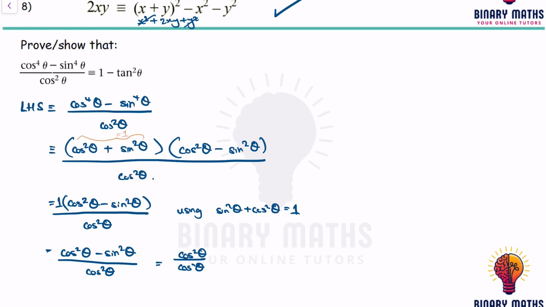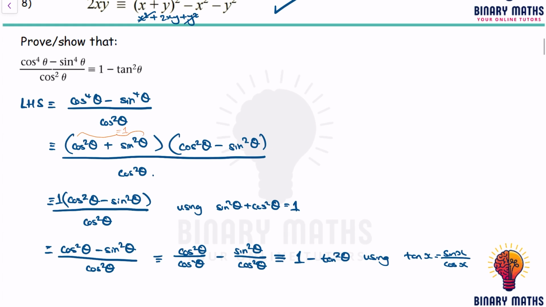I can actually write identically equal to everywhere here. Minus sine squared theta over cos squared theta. Now cos squared theta over cos squared theta is just 1. There's a minus in the middle, so minus. Sine squared theta over cos squared theta is tan squared theta, using tan x is equal to sine x over cos x, which is absolutely equal to the right-hand side.